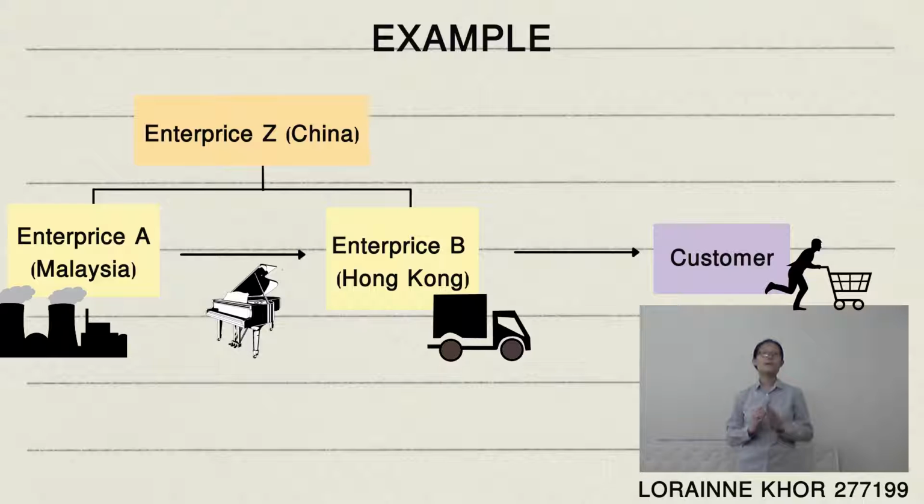Assuming currently the market price for one piano is 5,000 ringgit. However, Enterprise Z does control transactions between Enterprise A and B. Therefore, the internal sale of a piano by Enterprise A to Enterprise B is called a controlled transaction, and the price charged for this transaction is called transfer pricing.